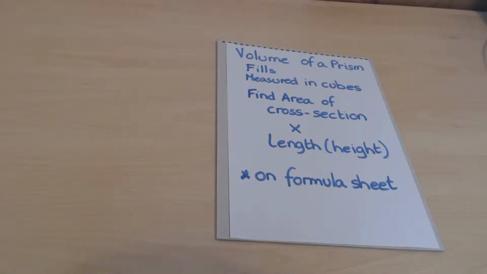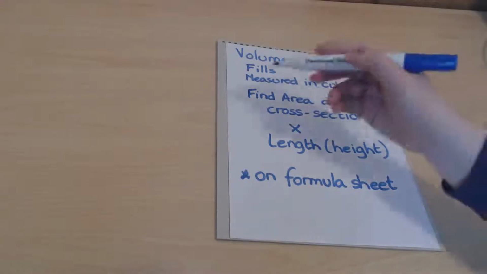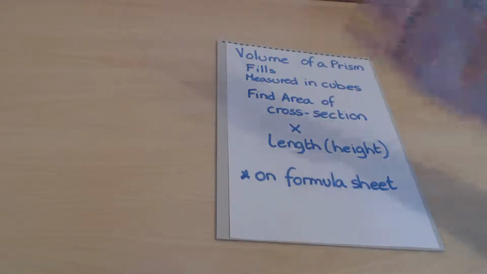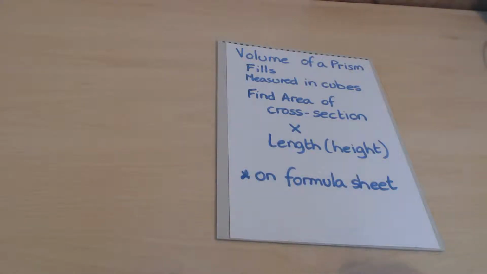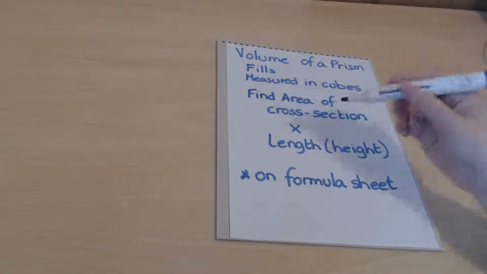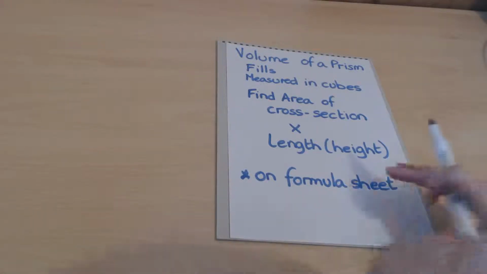So what it tells you on the formula sheet is that you need to find the area of the cross section. Think about that as being the face on the end of the shape. You find the area of that, and then once you've got that area, you simply multiply it by the length or the height, depending on how you're looking at the object itself. So let's do some examples.